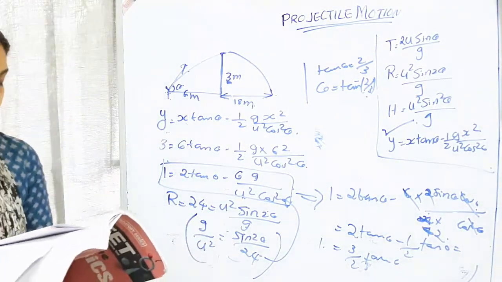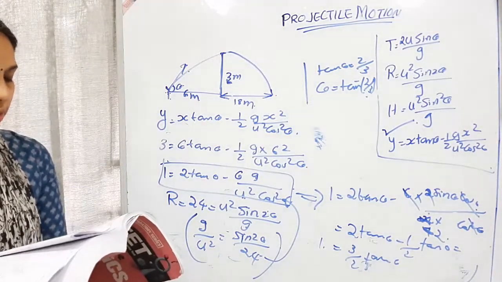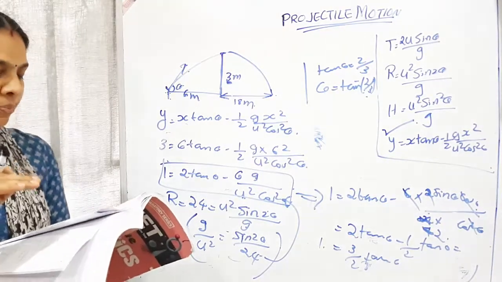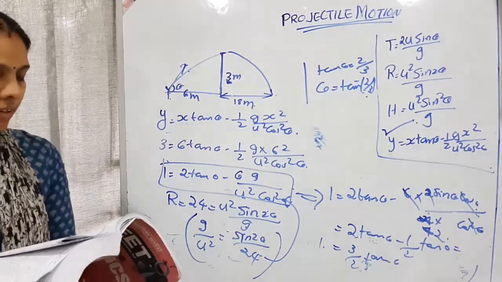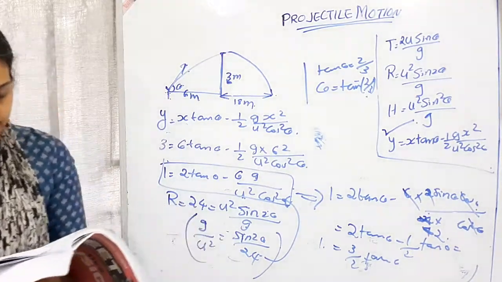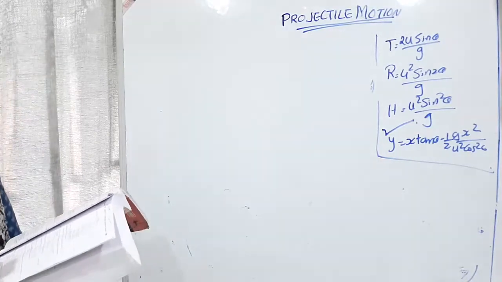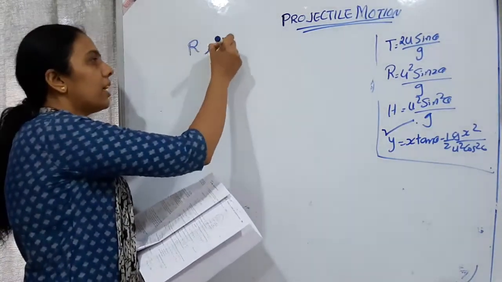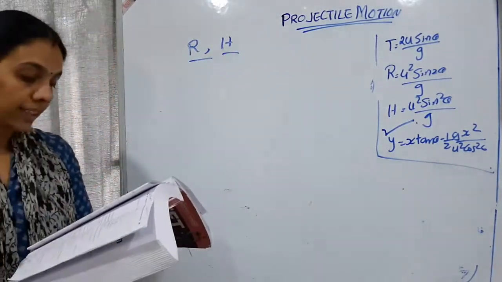If a constant horizontal acceleration a equals g by 4 is imparted to the projectile due to wind, then the horizontal range and maximum height will be. We should find out the horizontal range and maximum height. So in this question it's already given, horizontal range and maximum height are capital R and capital H.